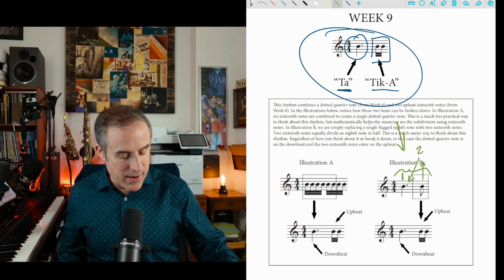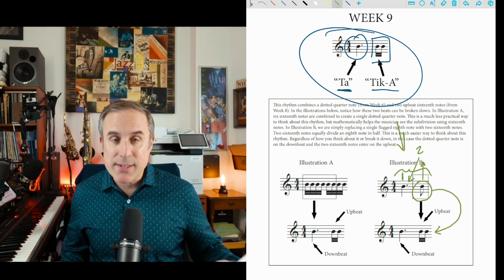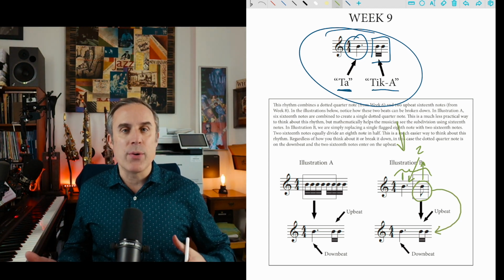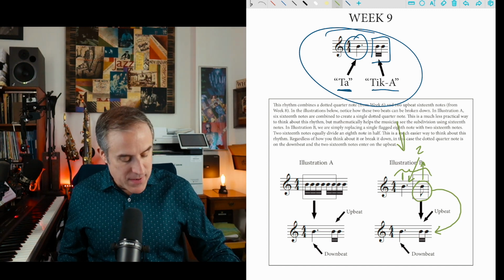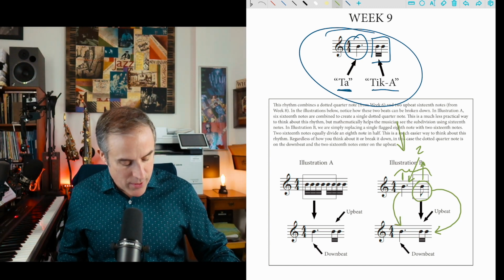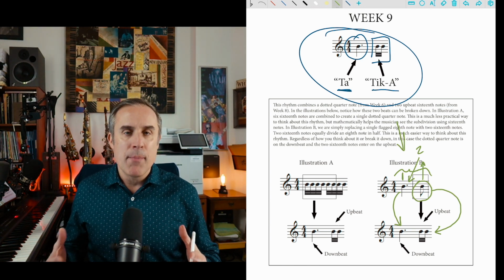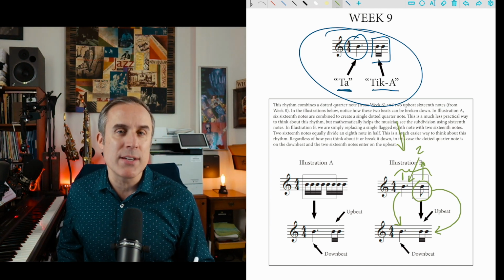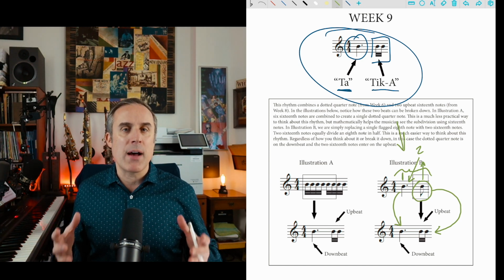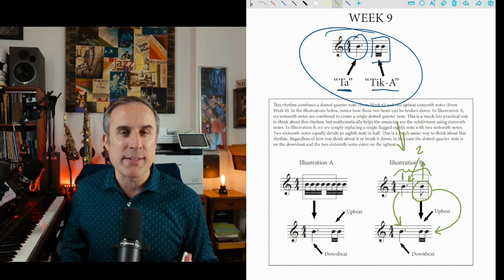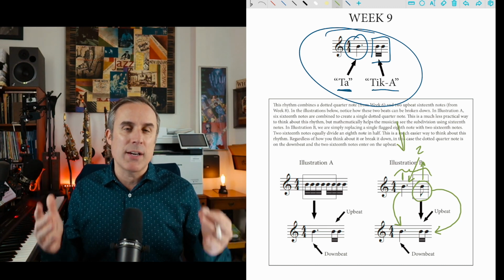Well, what I've done is I've taken this 8th note and I've replaced it with 2/16 notes. 1/8 note is equal to 2/16 notes and vice versa. And then I've taken this dotted quarter note and just brought it right down into our pattern. So we still have the dotted quarter note, but on that upbeat now, instead of a single flagged 8th note, we have 2/16 notes. So in 4/4 time, a full measure of this new pattern sounds like this: ta, Tik-A, ta, Tik-A.